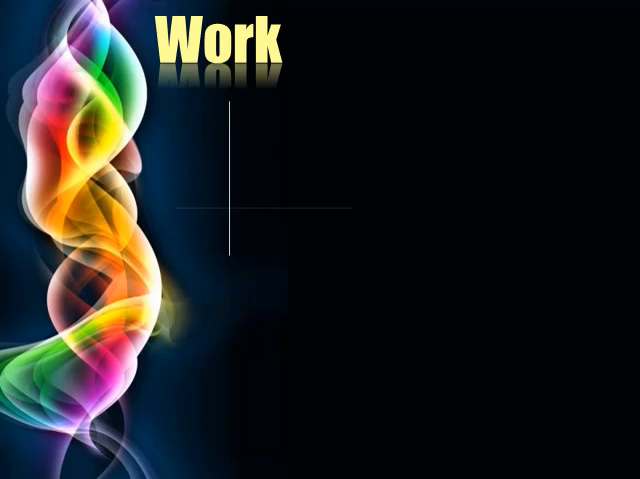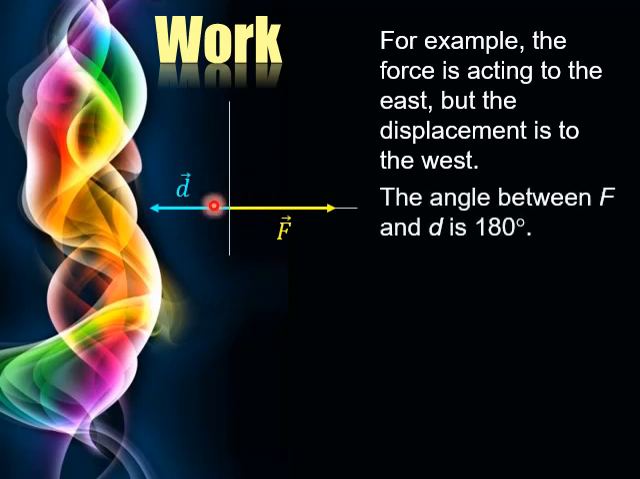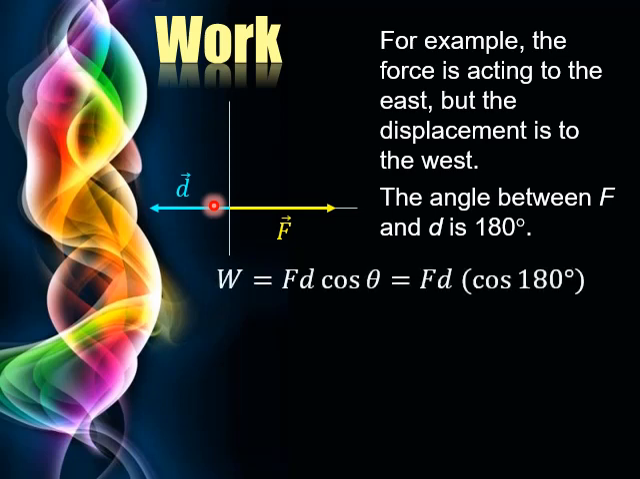Okay, let's look into another case of work. So, this time, you have a force that is acting to the east. Okay? But the displacement is to the west. Okay, so magkaiba sila ng direction. So in this case, pwede natin sabihin na yung angle between the force and the displacement is equal to 180 degrees. So kung babalikan natin yung formula ng work katulad ng ginawa natin kanina, so isa-substitute natin yung angle theta with 180 degrees. So now you have Fd cosine theta.